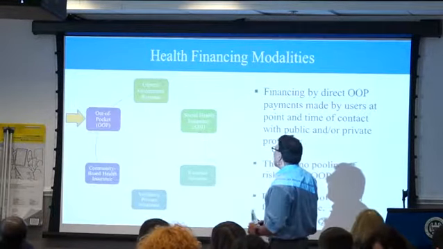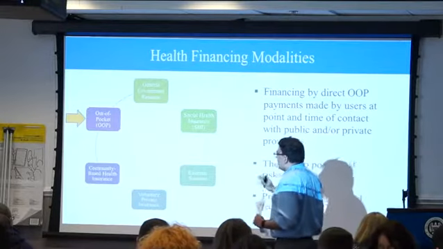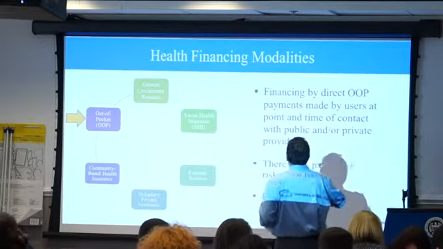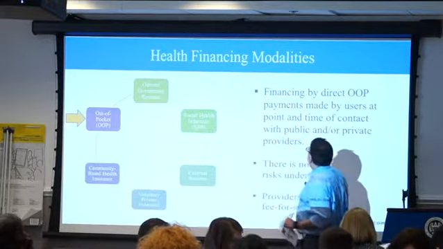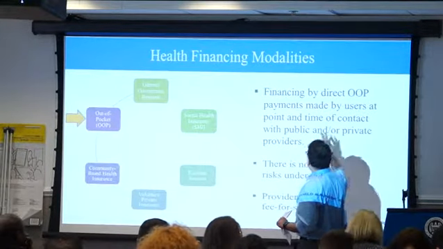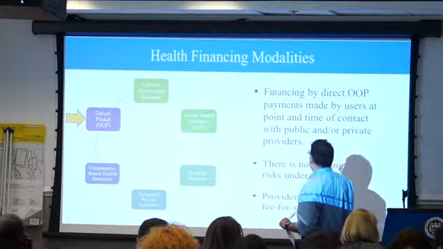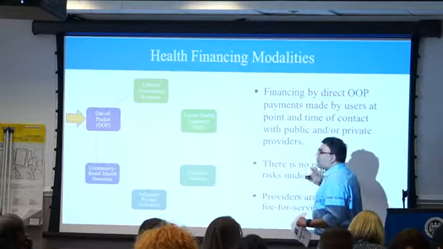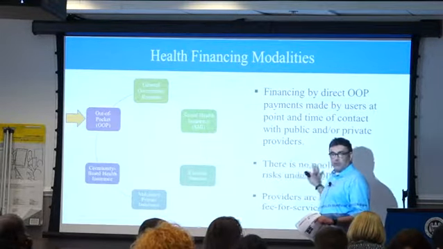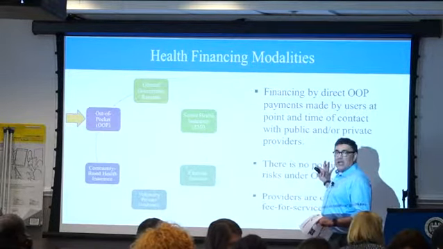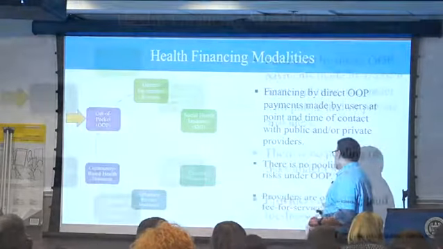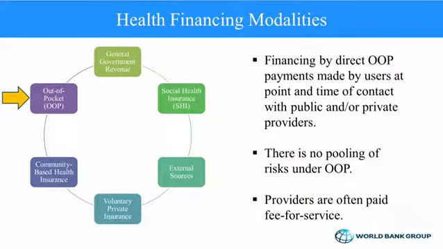Basically, let's start with out-of-pocket. That's really the easiest to understand. It's financing by direct out-of-pocket payments made by users at the point and time of contact with public and/or private providers. There is absolutely no pooling of risk, as we discussed, when you're paying out-of-pocket. Often providers are paid fee for service in out-of-pocket systems. And so this is one characterization.